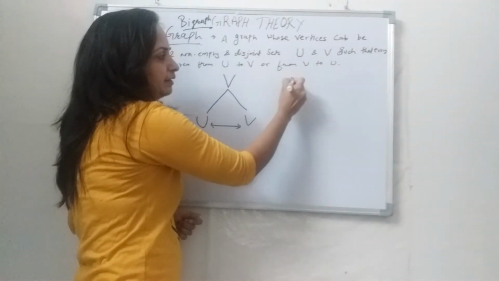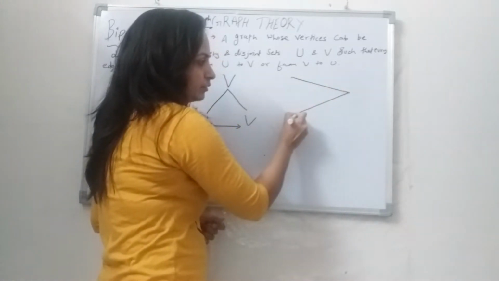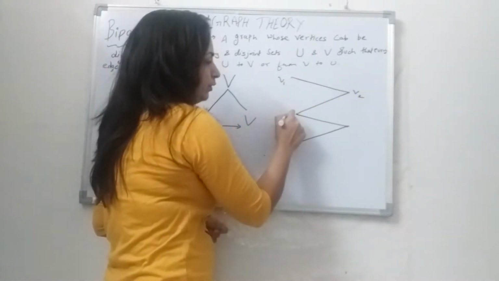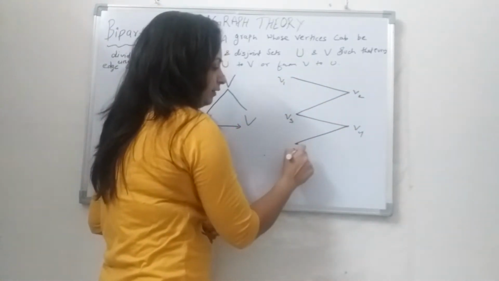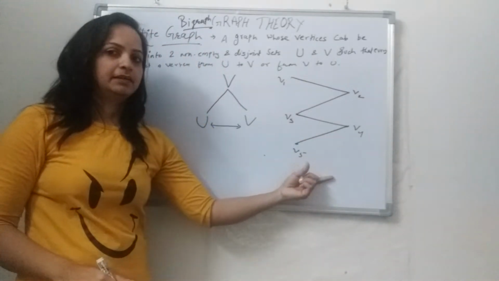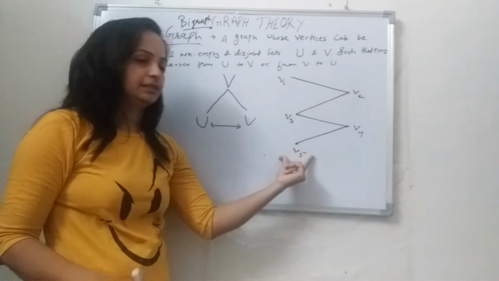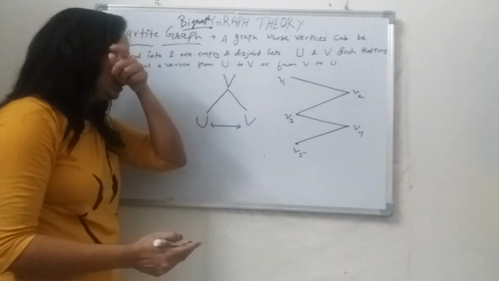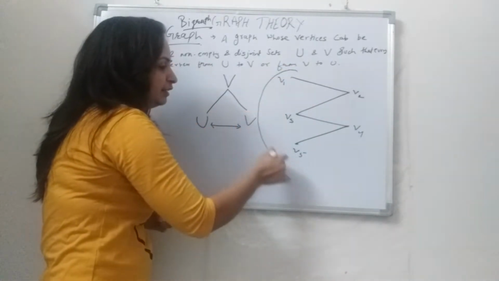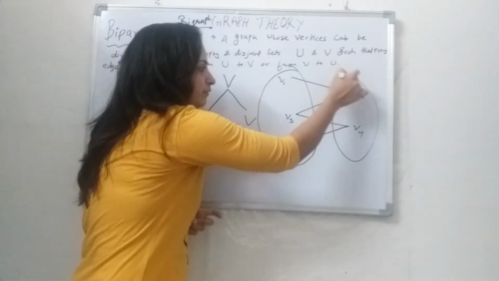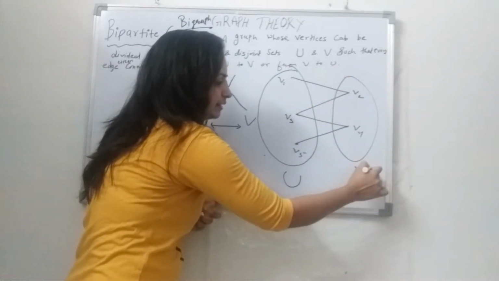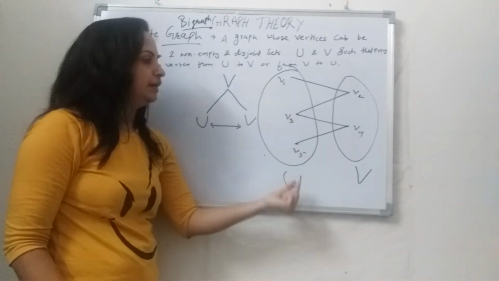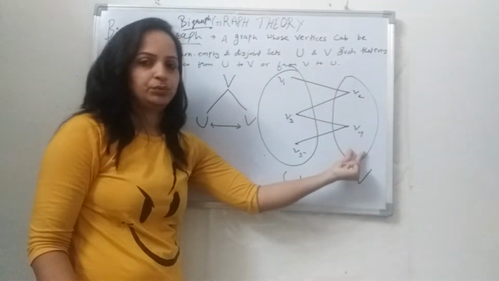For example, I am making a graph. So this is a graph. I am naming the vertices V1, V2, V3, V4 and V5. This is a graph with 5 vertices. What I have to do is divide these 5 vertices into two sets. If I divide it this way, this is my first set U and this is my second set V. In my first set, I have 3 vertices V1, V3 and V5. In my second set V, I have 2 vertices V2 and V4.